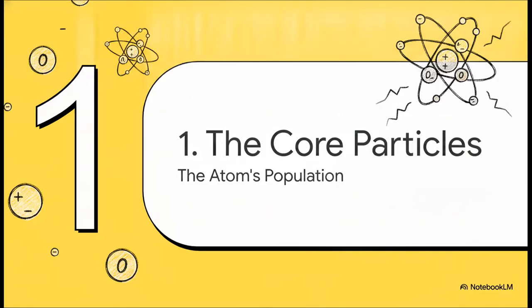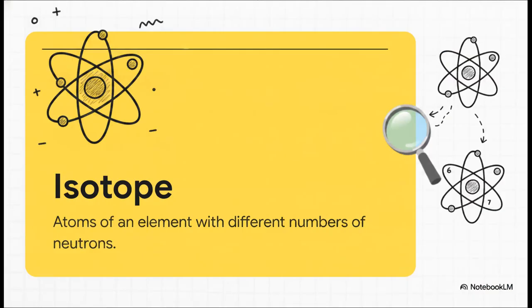Section 1, the core subatomic particles, the atom's population. We are kicking things off by looking right into the absolute center of the atom at our fundamental building blocks. Okay, watch out for this because it's a classic trick question your teachers absolutely love to throw at you. An element's identity is strictly defined by its protons, period. Carbon is carbon because it has exactly 6 protons. But if you vary the number of neutrons, you just create different, slightly heavier or lighter versions of that exact same element. We call those variations isotopes. They behave exactly the same chemically, but they have a different mass just because of those extra neutrons.